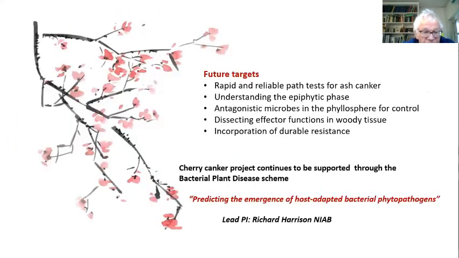So I'll just finish there. I've covered most points. So the future targets, I would think, are rapid and reliable pathogenicity tests for ash canker, understanding the epiphytic phase, what's going on in there, for both ash and cherry, the role for antagonistic microbes in phyllosphere control, and in terms of understanding mechanisms of pathogenicity, dissecting what I call the effector functions in woody tissue. Why these bacteria are able to invade wood, I'm not sure. They don't degrade the wood. They get in there and they multiply within the living tissue within the wood. And of course, the incorporation of durable resistance into our trees.